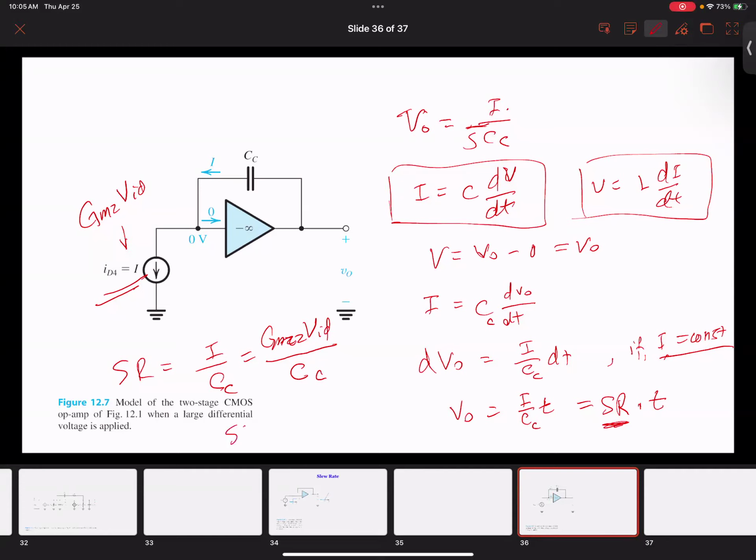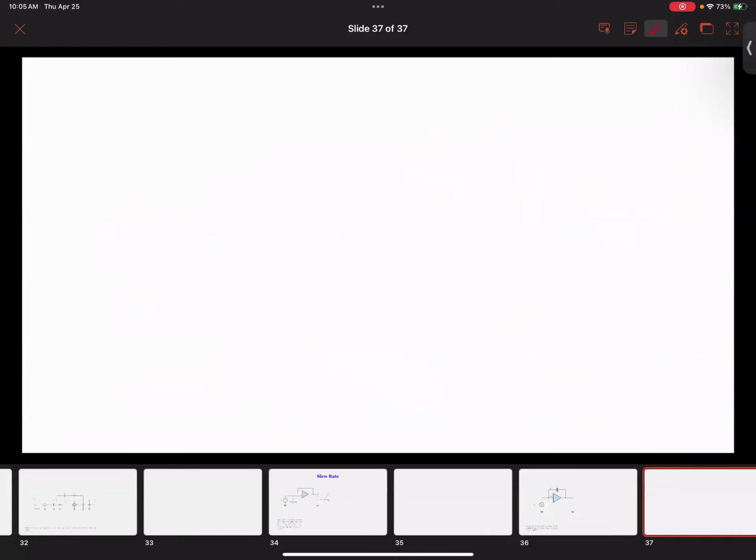So a smaller CC will result in a larger SR, and apparently the larger the slew rate, the better. A large GM2 will also result in a larger slew rate, right? So that's what we really get from the slew rate definition.